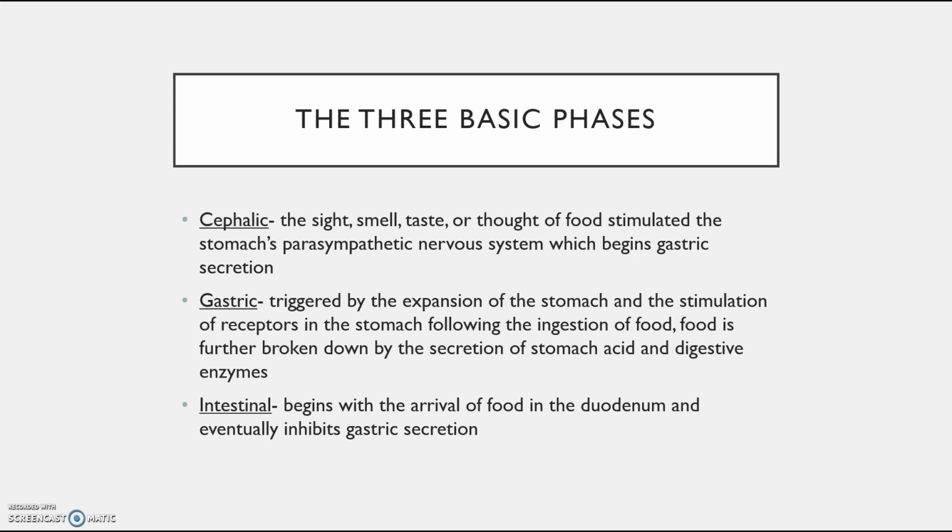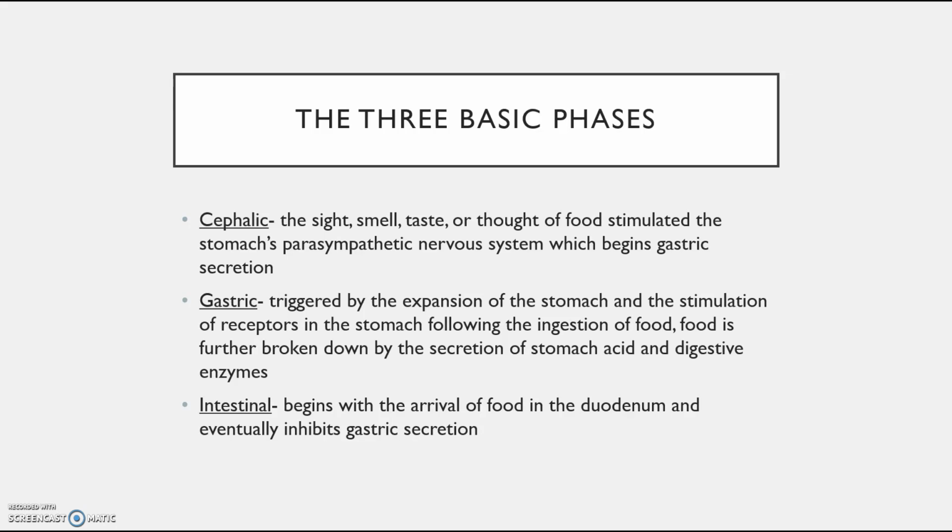This is followed by the gastric phase, which is once food is actually swallowed and it moves from the esophagus to the stomach. The gastric phase is either triggered by the expansion of the stomach or once the food is in the stomach and starts binding to the receptors. During the gastric phase, food is further broken down by both the secretion of stomach acid and by digestive enzymes.